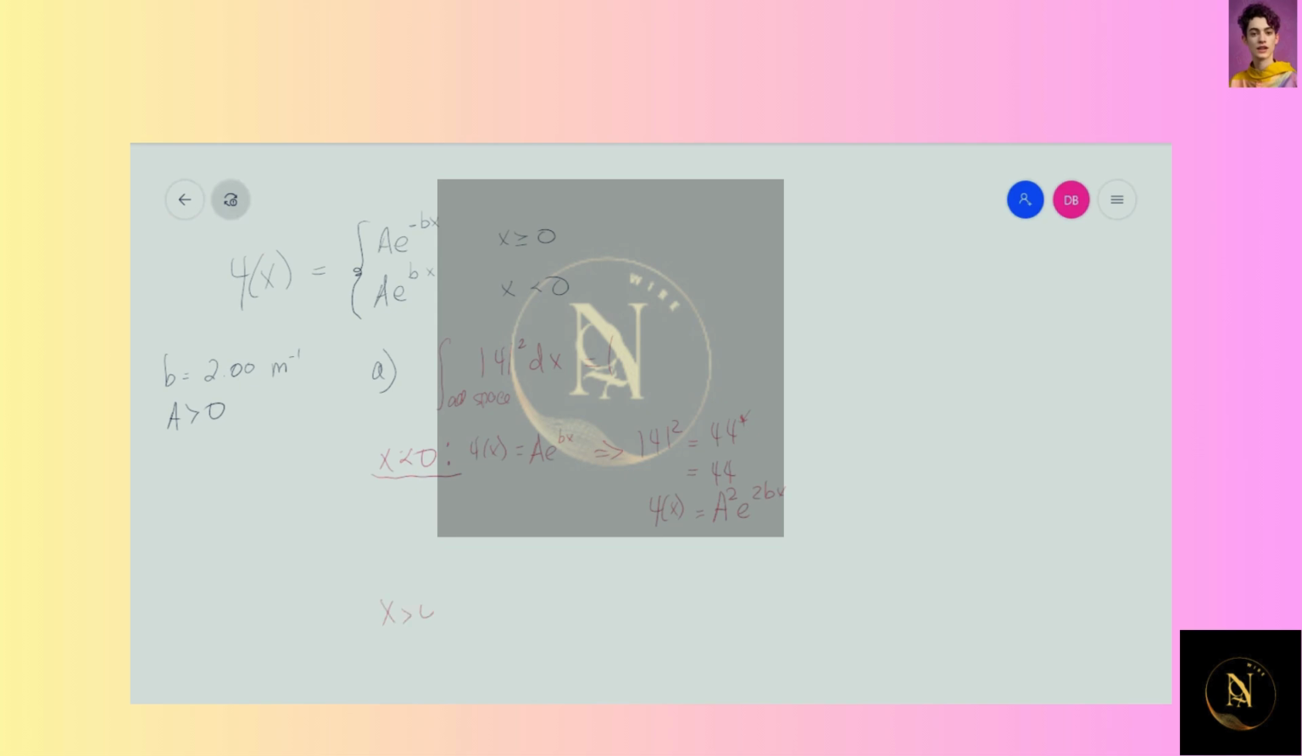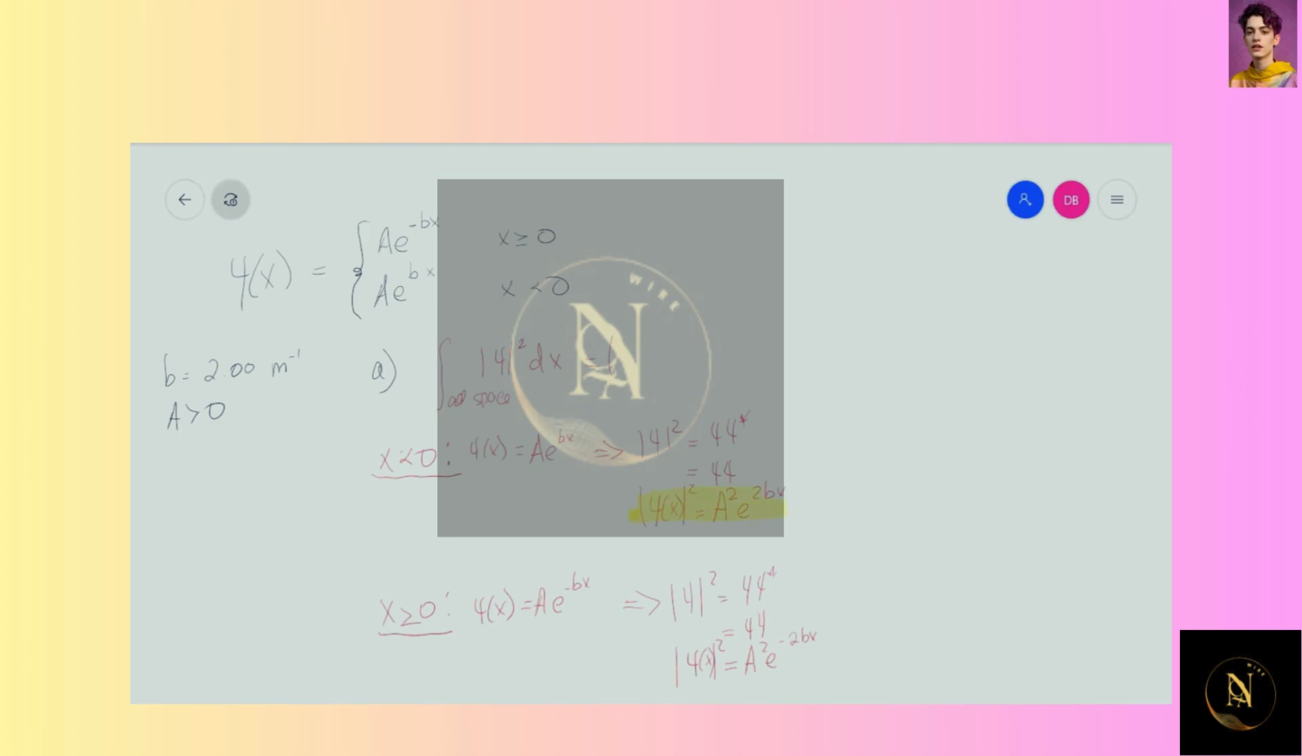For the interval x greater than or equal to 0, our wave function is a e to the negative bx, which has no complex part as well. If we square this, instead of the complex conjugate, we get just psi squared, which is a squared e to the negative 2bx. Make a note that both should be squared. So now we have our two wave functions.